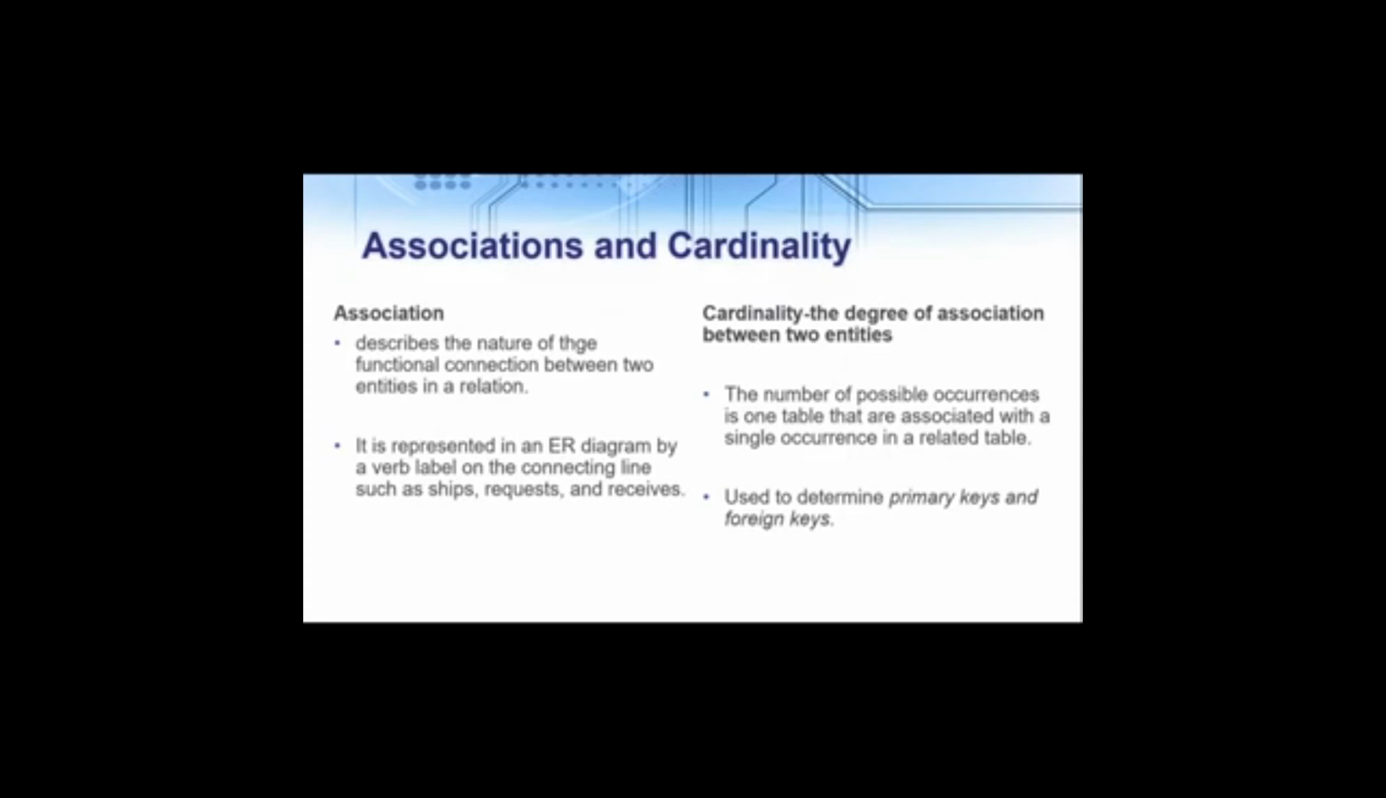Associations and cardinality. Association describes the nature of the functional connection between two entities in a relation. It is represented in an ER diagram by a verb label on the connecting lines, such as ships, requests, and receives. Cardinality is the degree of association between two entities: the number of possible occurrences in one table that are associated with a single occurrence in a related table. It is used to determine primary keys and foreign keys.